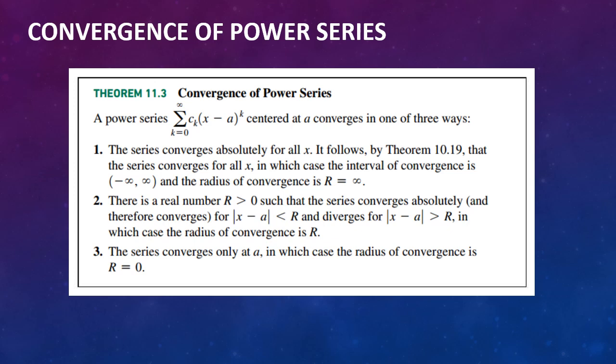There is a real number R greater than 0 such that the series converges absolutely, and therefore converges, for values of the absolute value of x minus a less than the radius of convergence R, and diverges for the absolute value of x minus a greater than R, the radius of convergence. The series converges only at a, in which case the radius of convergence is R equals 0.